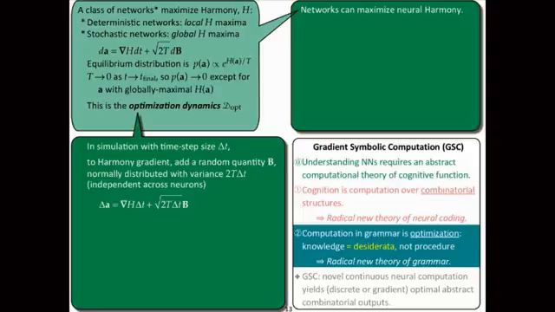All right, so now if we use equations like I just described to circulate activation in a deterministic fashion, then what we end up with are local maxima of the harmony function. So the state will increase its harmony to the locally highest peak, but that's not necessarily the globally highest peak.